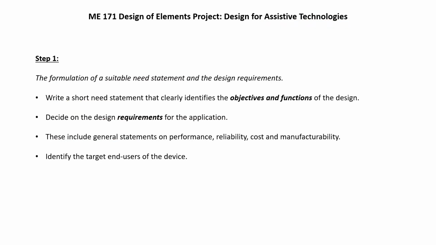So we're going to break this group project down into individual steps. The first step of this group project is to formulate a suitable need statement and the design requirements. So within this, you're going to write a short need statement, and within this, it's going to clearly identify the objectives and the functions of the design. Then from there, you're going to decide on the design requirements for that specific application.